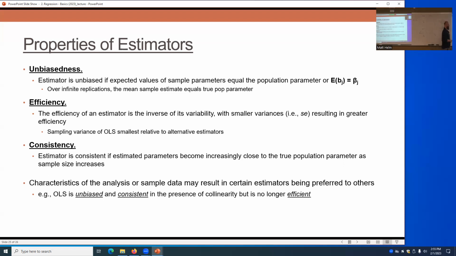But the reason this is all important is that, depending on the characteristics of our data, that can start to interfere with the properties of our estimator. So we need to be aware of that.